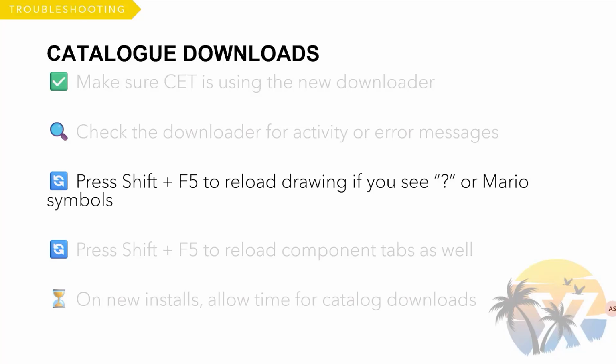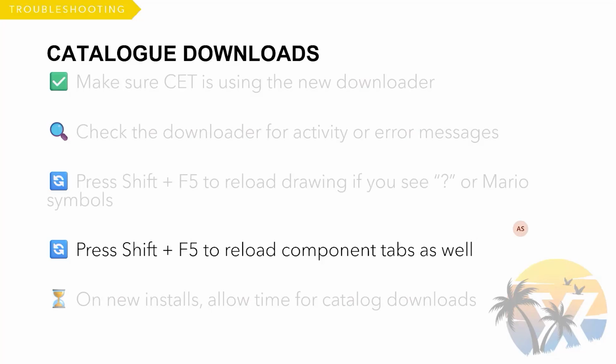If you notice question mark symbols or Mario boxes in your drawing, you can refresh the drawing without closing CET by pressing Shift F5. This is especially helpful if symbols are still downloading, but the drawing hasn't refreshed with the changes. You can also do the same shortcut with component tabs as well.